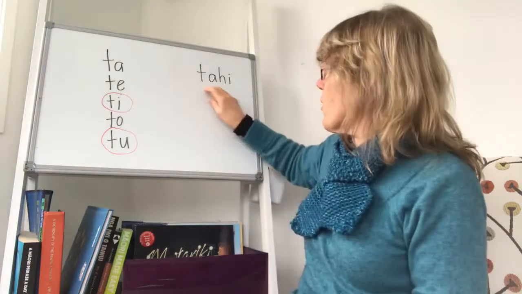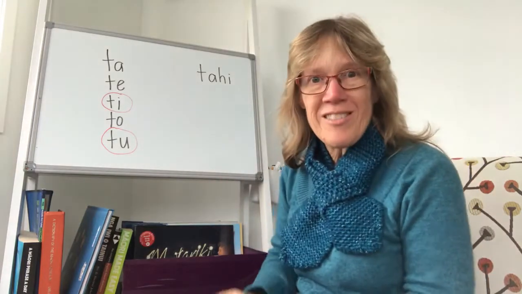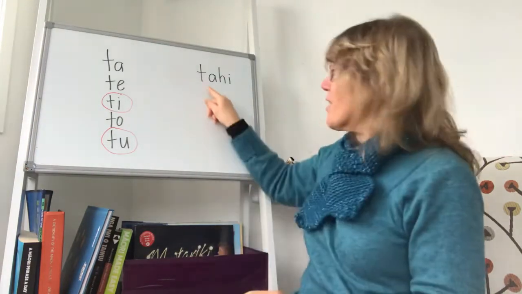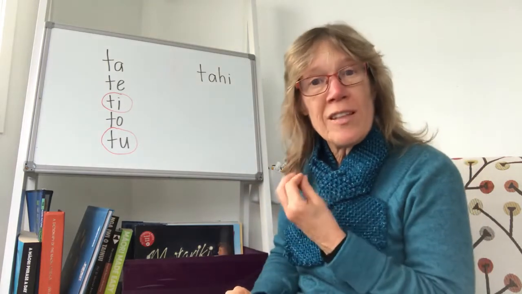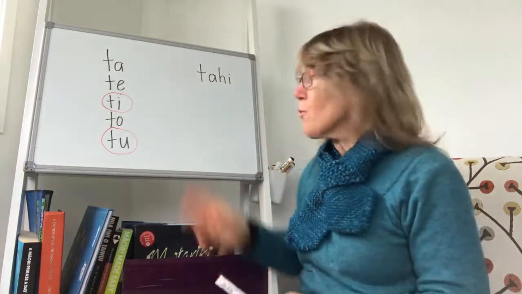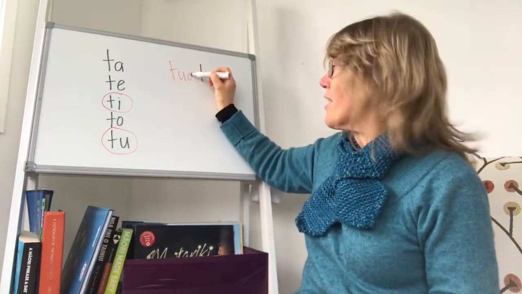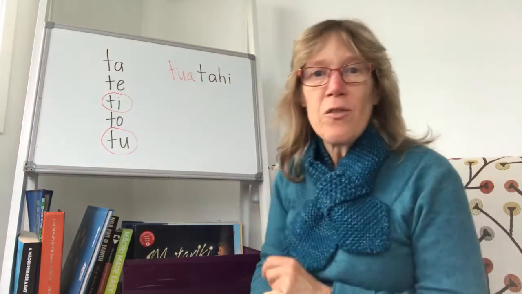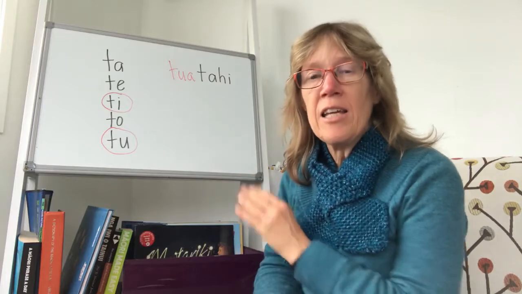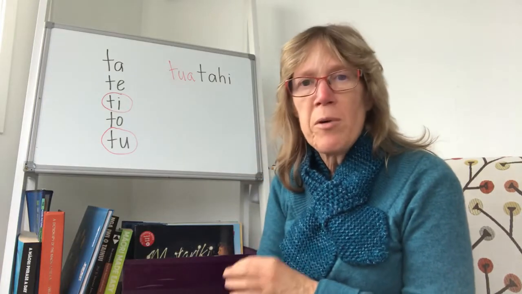So here's a word that you can look at for practicing the two in the same word. Tahi means one, so that's the flat one, tahi. If we want to say first, we just add tu to the front of tahi, tuatahi. So you could have a little practice of that.